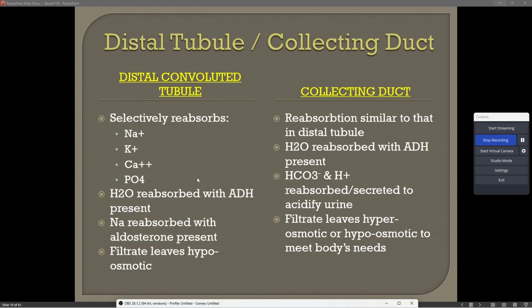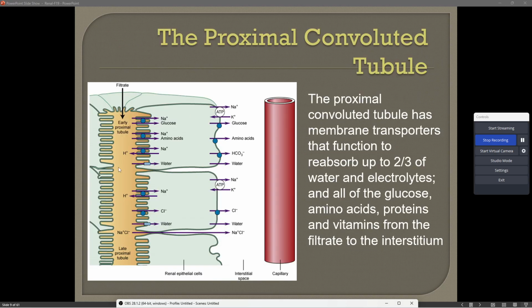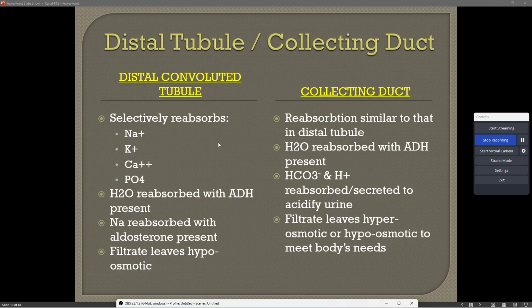The distal tubule and collecting ducts, the distal convoluted tubule, what do we reabsorb? Sodium, potassium, calcium, and phosphate. You definitely need to know that. Proximal tubule, come back up one more time. We're reabsorbing 2/3, and we're reabsorbing sodium. We're absorbing glucose, amino acids, bicarb, and water. Whereas in the distal tubule, we're reabsorbing sodium, potassium, calcium, phosphate. And something important to note is wherever sodium goes, water likes to follow.